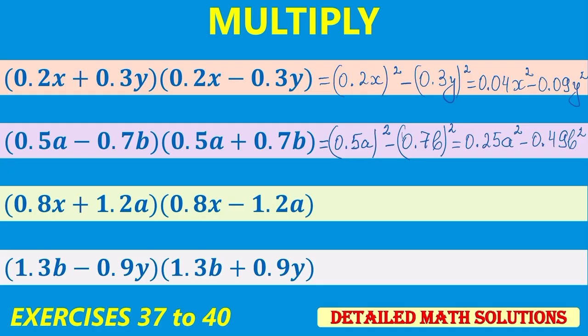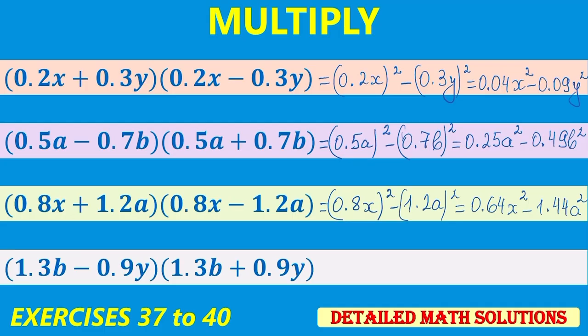Next exercise, multiply (0.8x + 1.2a) and (0.8x - 1.2a). When I use the formula, this equals (0.8x) squared minus (1.2a) squared. This equals 0.64x squared minus 1.44a squared.